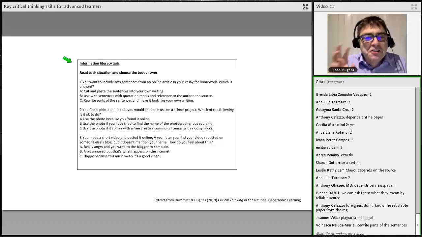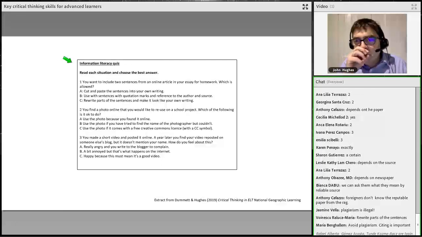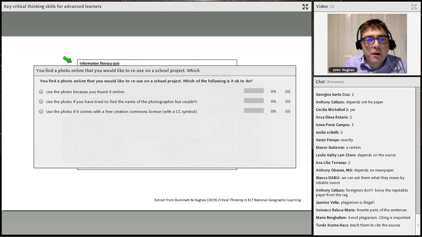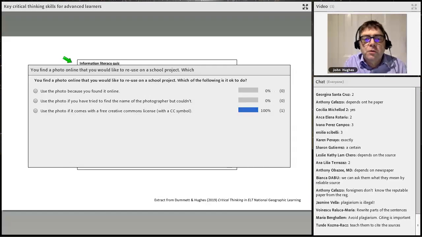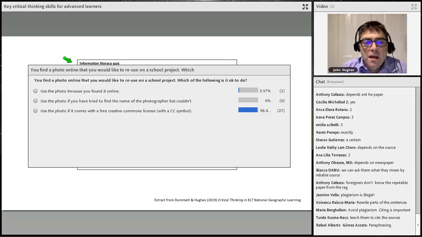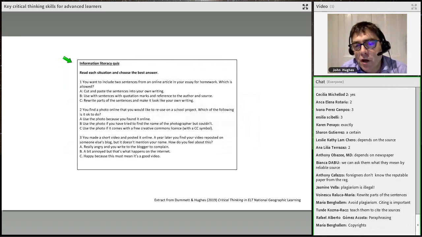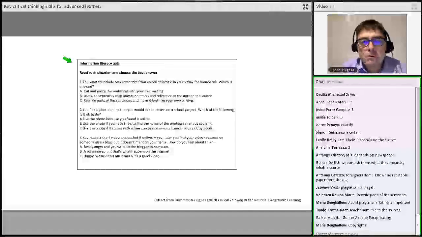Okay. Question 2. The poll is coming up from Emily, I think. Oh, there we go, Emily. You find a photo online that you would like to reuse on a school project. Which of the following is it okay to do? Let's see which you think for this. And the majority of you are going for the last one. Yeah. Normally, if the photo has a CC license, that tells you whether you're okay to use it because it refers to the copyright.